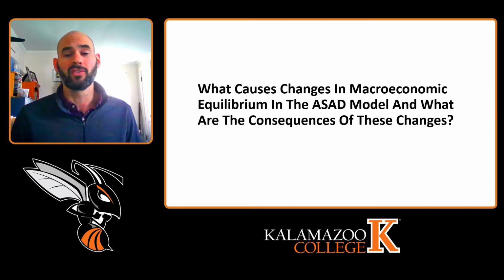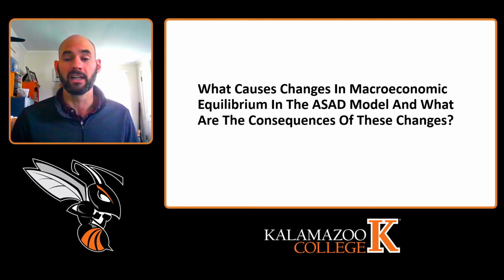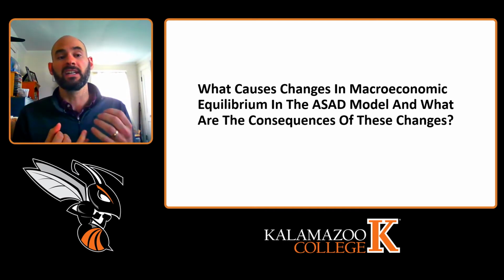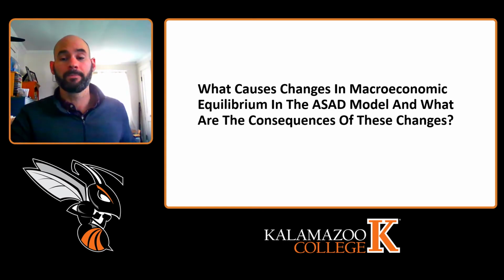So as promised, in this video, we're going to consider what causes changes in macroeconomic equilibrium in the aggregate supply, aggregate demand model. And we're going to think about what the consequences of those changes may be as measured by our three primary macroeconomic indicators of GDP, inflation, and unemployment.